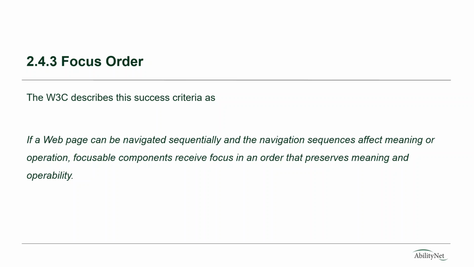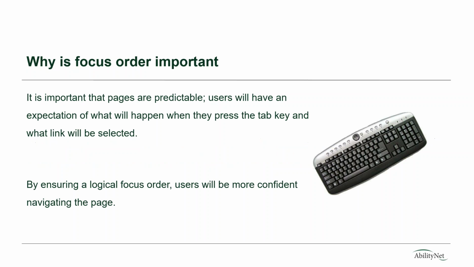So what that means is if you provide a list of instructions for users, they are focused in an order that makes sense. That means that instructions will be focused on 1, 2, 3, 4, 5 rather than 1, 5, 4 and so on. It's important because users have to have pages that are predictable. Users have an expectation of what will happen when they press the tab key and what link will be selected. And it's important that they can predict where the tab key will go to next. So by ensuring a logical focus order, users will be more confident navigating the page.